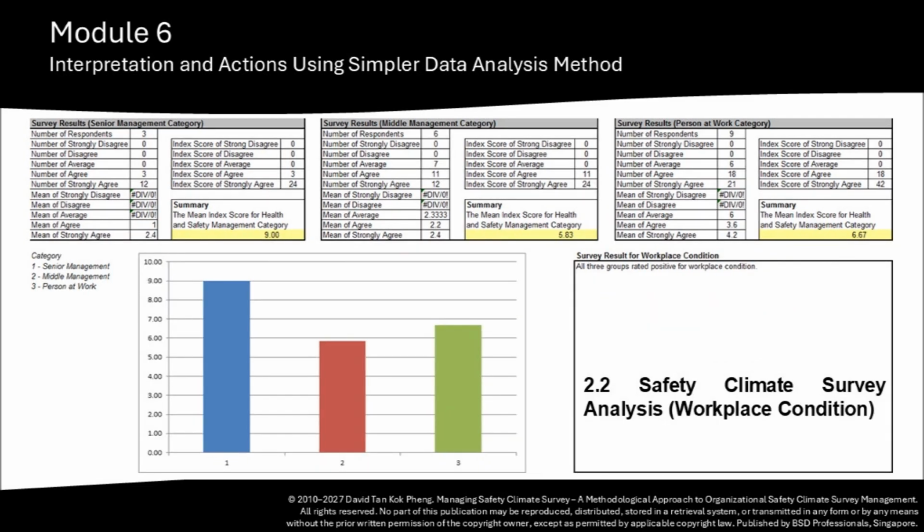Using the same methodology, we then create a separate Excel sheet for workplace conditions. This sheet follows the same structure and calculation approach as the health and safety management system analysis. It allows us to consistently evaluate and compare responses related to the physical and operational conditions of the workplace. By applying the same formulas and scoring method, we ensure that the results remain standardized across all categories, making the overall safety climate survey analysis more reliable and comparable.